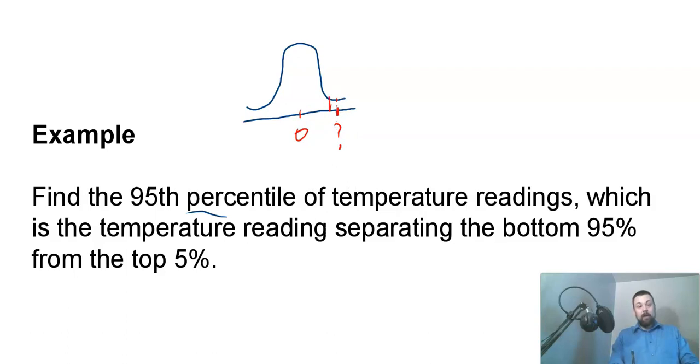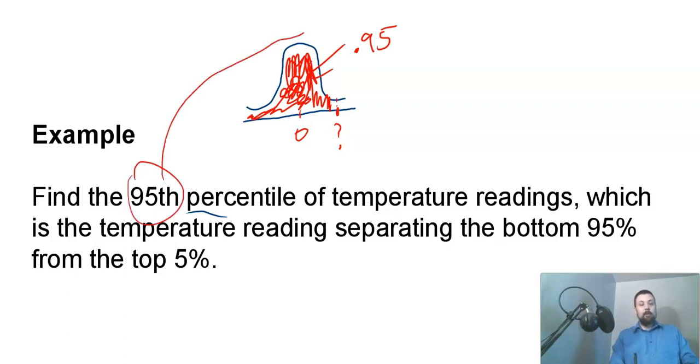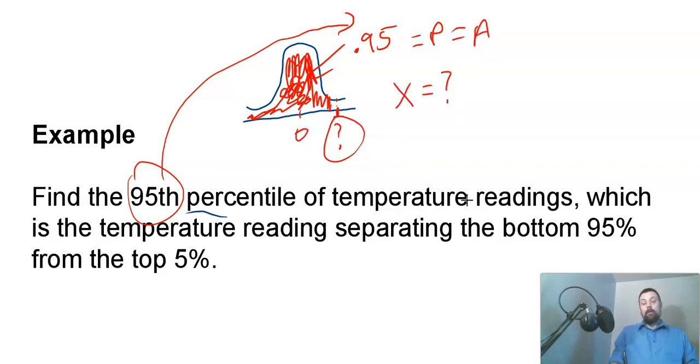But what I do know about that data value is that the area to the left is going to be 95% or 0.95, right? So 95th percentile means 95%, which means 0.95 as a probability. So the area to the left of this value needs to be 0.95. So in this case, we know the probability. The probability is 0.95 that a thermometer would have a temperature reading less than whatever this number is. What I don't know is what is that number, right? So we have the probability, we have the area, we are looking for the data value x.